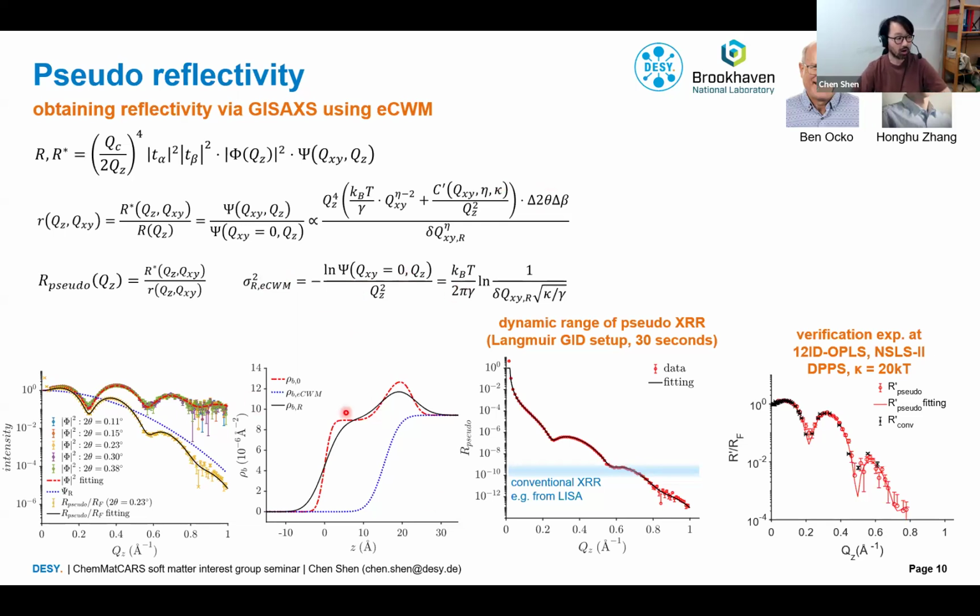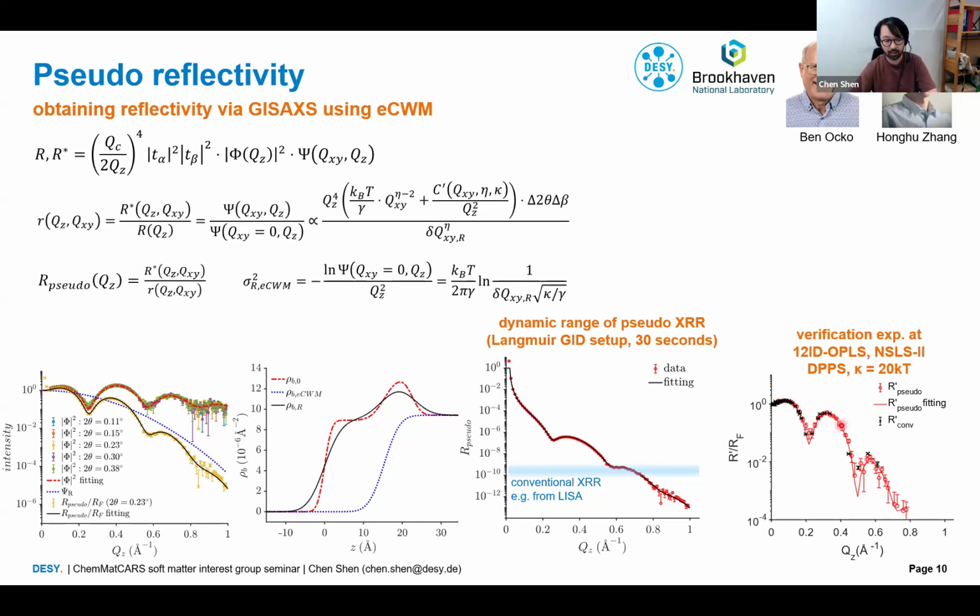Okay, now the question is, how does this derived pseudo reflectivity compare to the real reflectivity? Here we did a verification experiment on the exact same film. So we measured a DPPS film at, if I remember correctly, 45 Newton per meter. And then we did the off-specular measurement of diffuse scattering and derived the pseudo reflectivity. But in this case, we used the resolution of a rectangular slit for reflectivity. And then we also measured the reflectivity under the same resolution, so 1 millimeter times 1 millimeter at 1 meter.